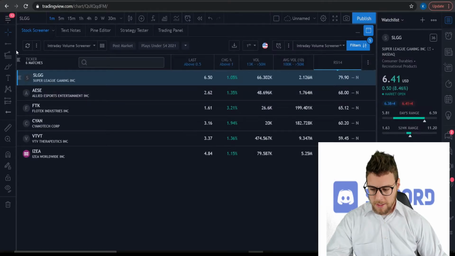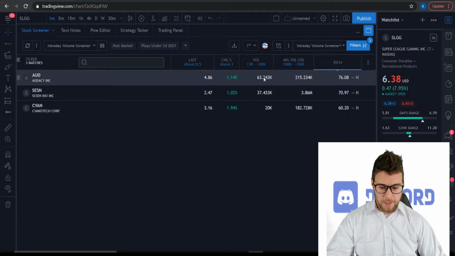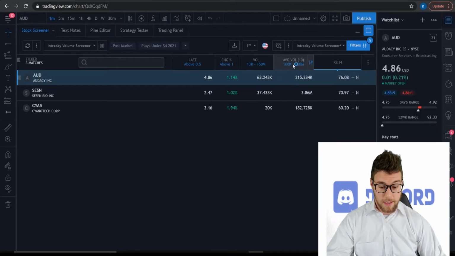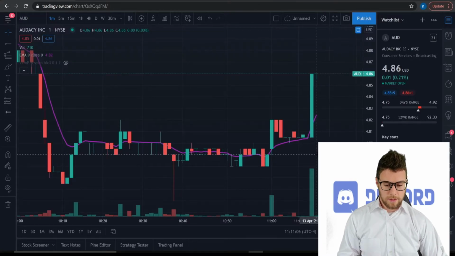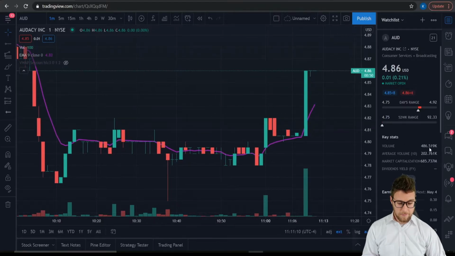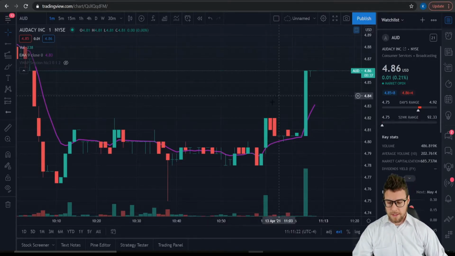Again, you can just sit here and scan it. Sometimes I do. 63,000 shares traded in the last minute, 215,000 shares traded every day in the last 10 days. Take a look at this one, and again, huge candle. I mean, this thing is just being bought up. We do have a relative volume of about 2x, because the average is 200,000 per day, and we're already double that. We're sitting at over 400,000 shares traded today. So this is something to look for.